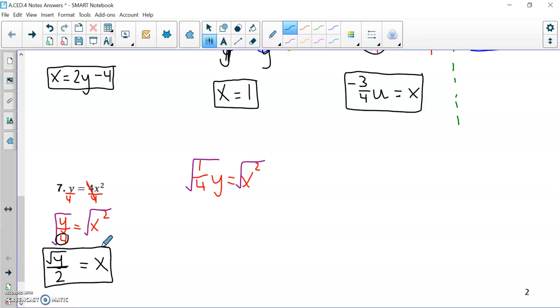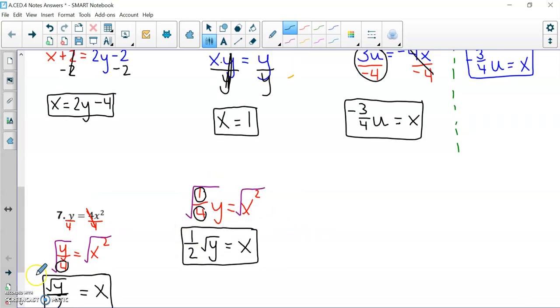Or if I was doing it the other way, the square root of x squared is an x, so I still wind up with x here. The square root of 1/4, the square root of 1 is a 1. The square root of 4 is a 2. And then the square root of y is just the square root of y. So these two are exactly the same thing. A 1/2 times the square root of y is the same thing as the square root of y over 2. And I don't care which way you write it. But that brings us to the end of this lesson.